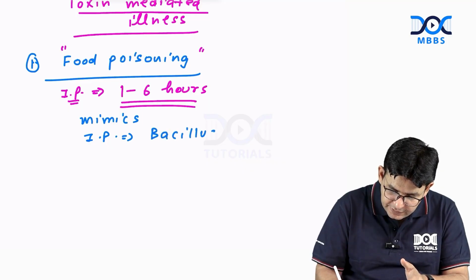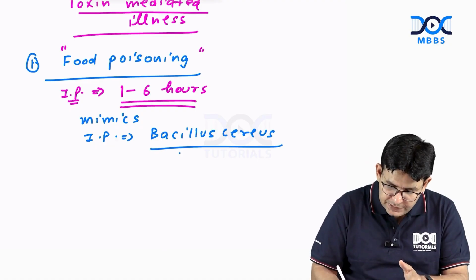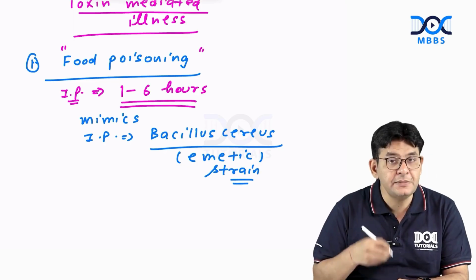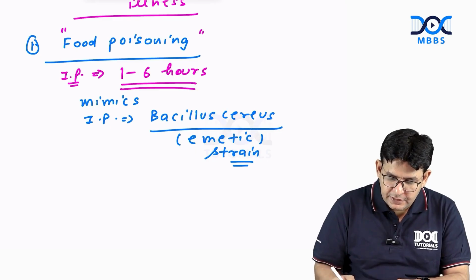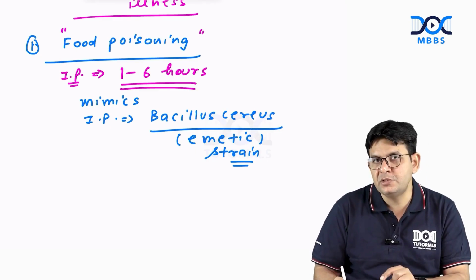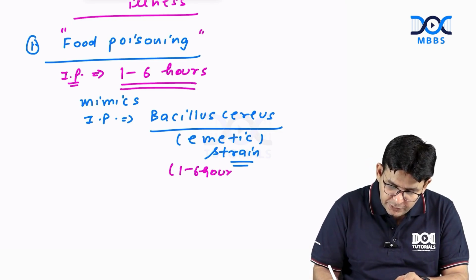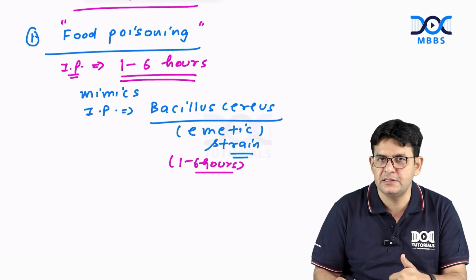This mimics the incubation period of Bacillus cereus, which particular strain? The emetic strain. Emesis, like vomiting. It mimics that because the incubation period of this also is 1 to 6 hours. But now you tell me, if both patients come to you, how do you differentiate whether this is Staph aureus or Bacillus cereus?